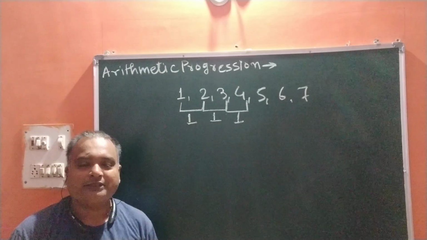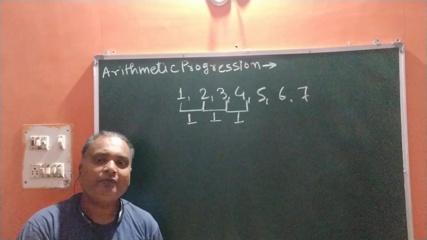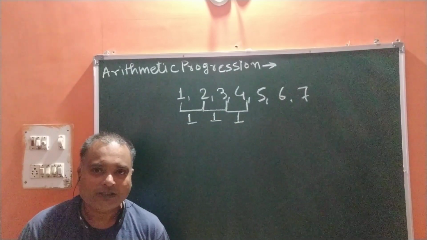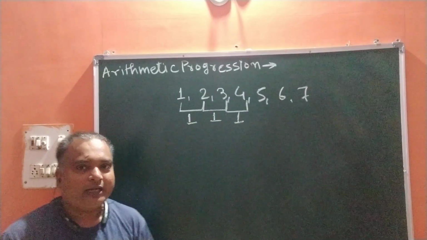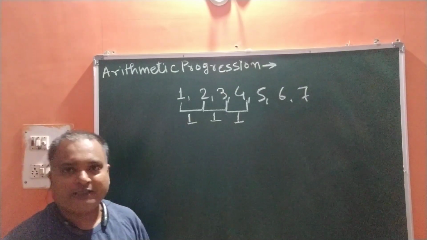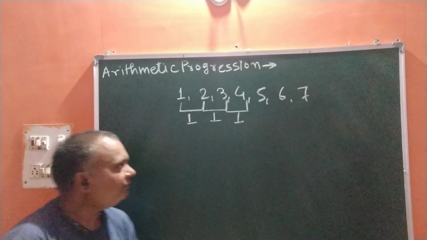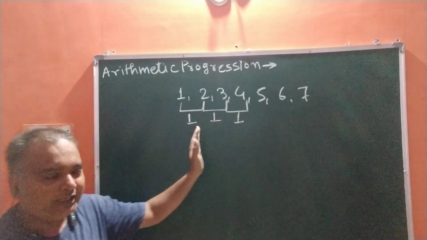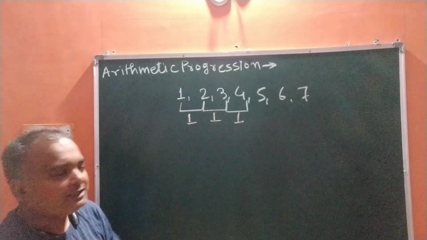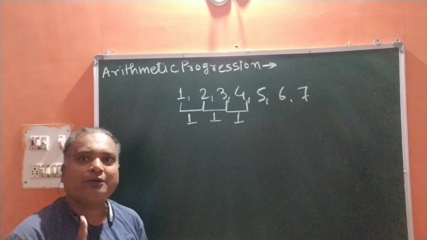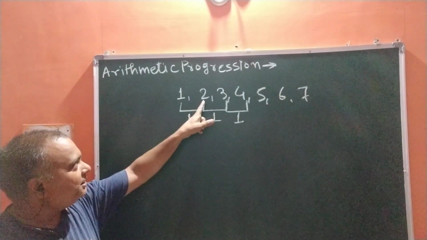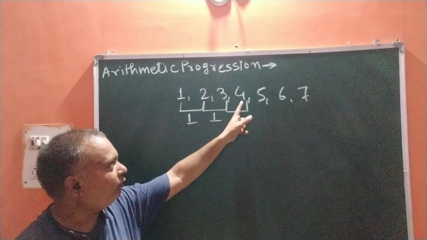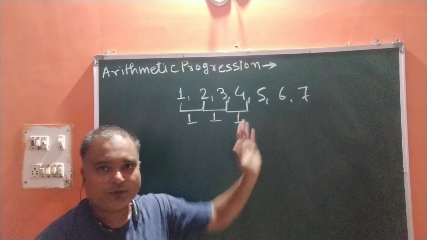Basically, arithmetic progression is a sequence in which the next term differs from the previous term by a fixed constant term, and the constant may be positive or it may be negative. For example, if I take 1, 2, 3, 4, 5, 6, 7, here each next term differs from the previous term by a constant 1. Simply 2 minus 1 is 1, 3 minus 2 is 1, 4 minus 3 is 1, and so on.